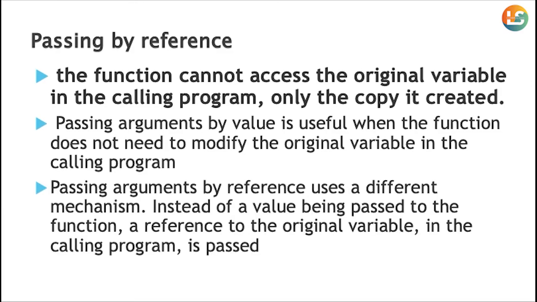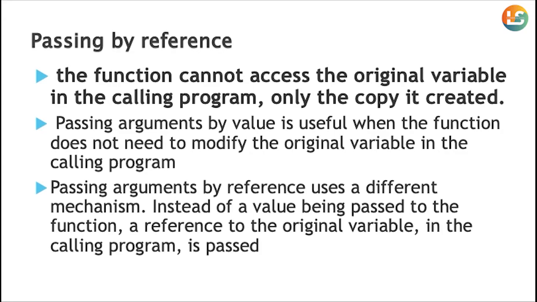Passing arguments by reference uses a different mechanism. Instead of a value being passed to the function, a reference to the original variable in the calling program is passed. It is actually the memory address of the variable that is passed. An important advantage of passing by reference is that the function can access the actual variable in the calling program.